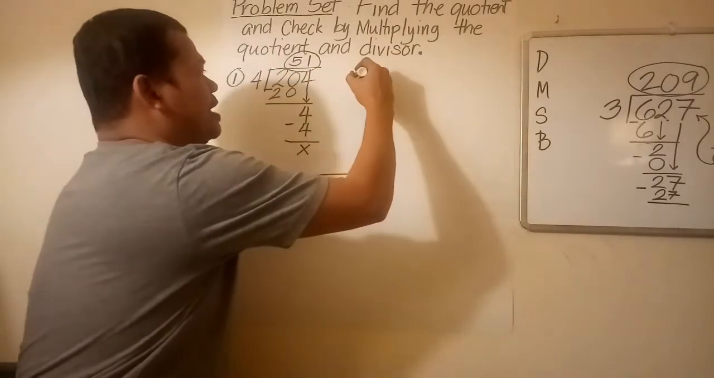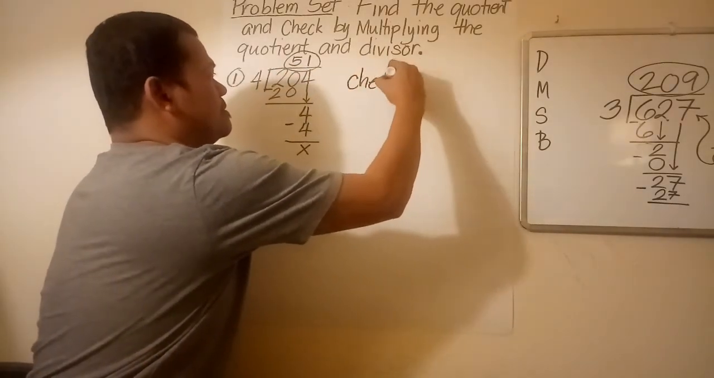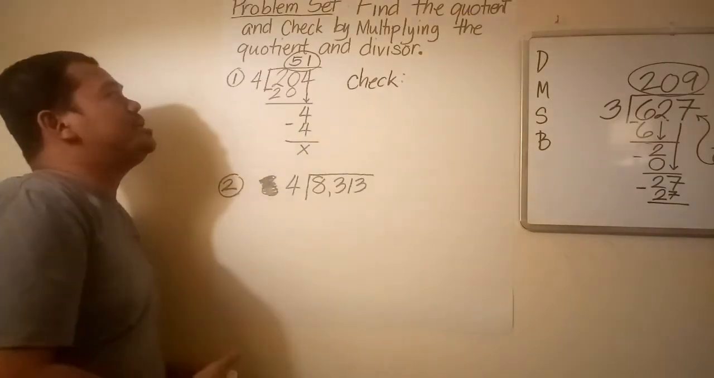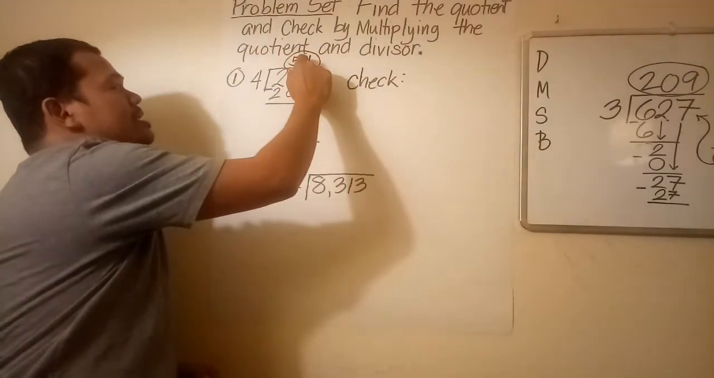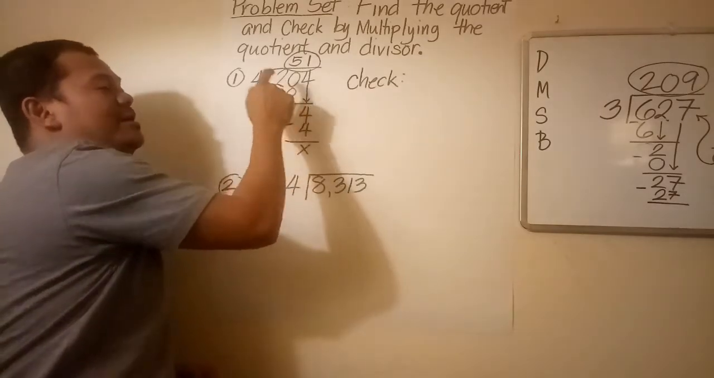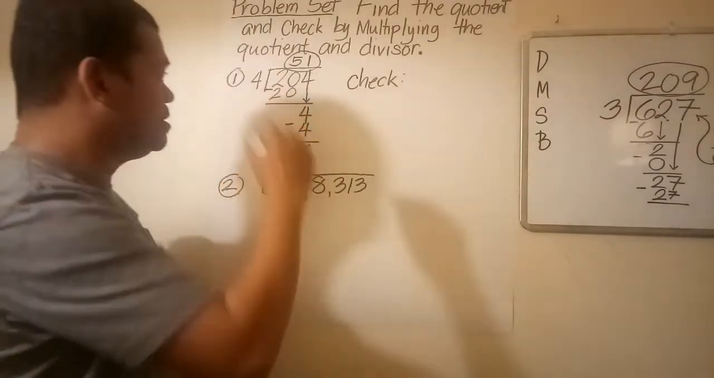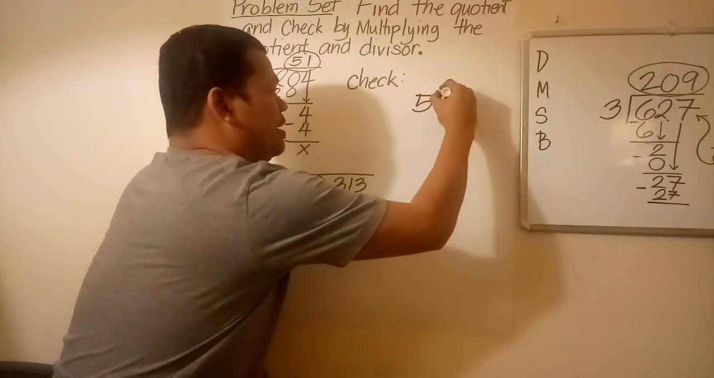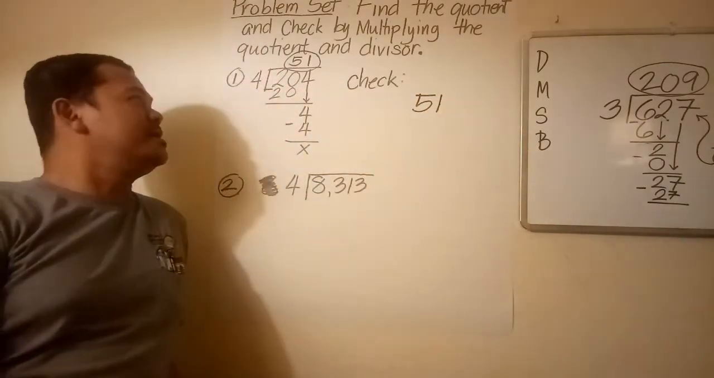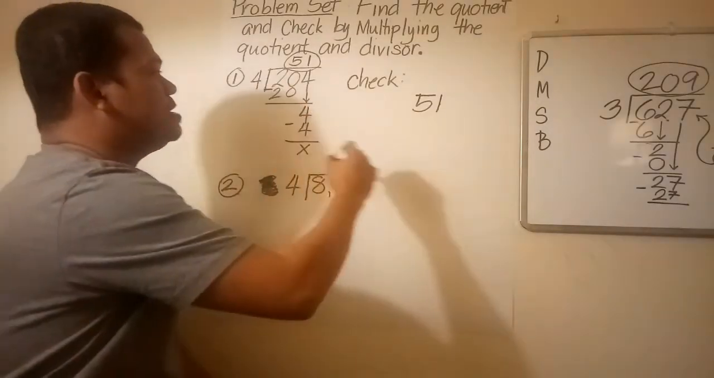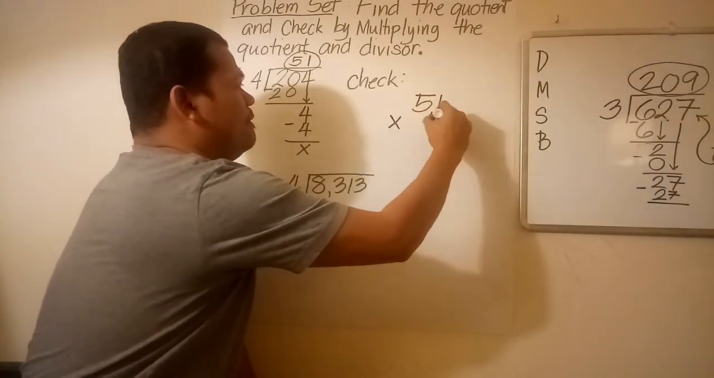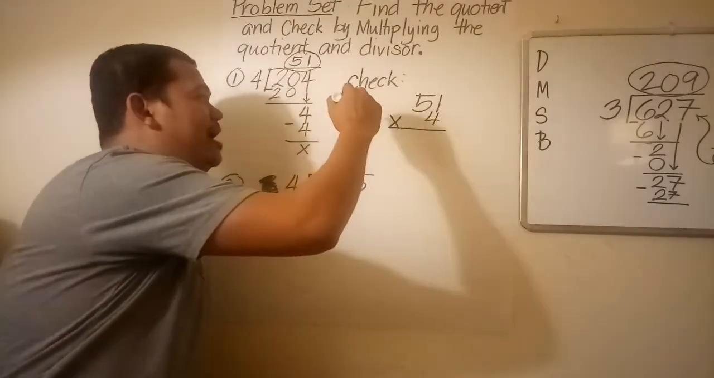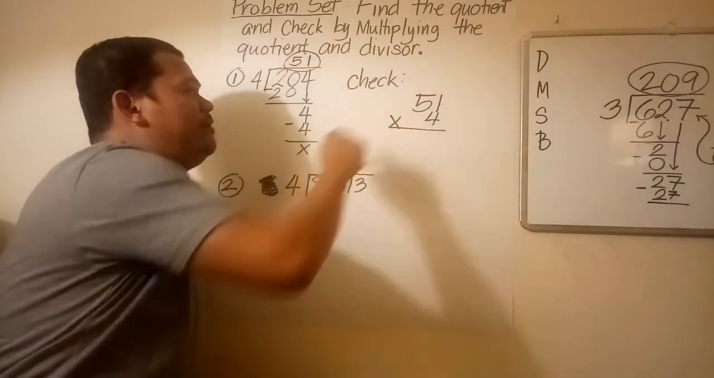Now, we are going to check it. In order to check our quotient, we are going to multiply our quotient times divisor to find out if our dividend is the product. So what is our quotient? Our quotient is 51. Then what is our divisor? Our divisor is 4. Let us try to check now by multiplying your quotient times your divisor.